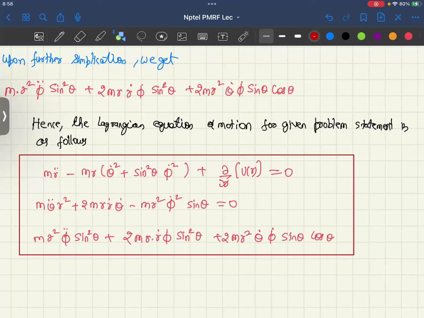We found the equation of motion for a particle moving in 3 dimensions under the influence of a spherically symmetric potential. So I hope this is clear to everybody, and you have enjoyed this class. If you have any doubt, please let me know. Right?